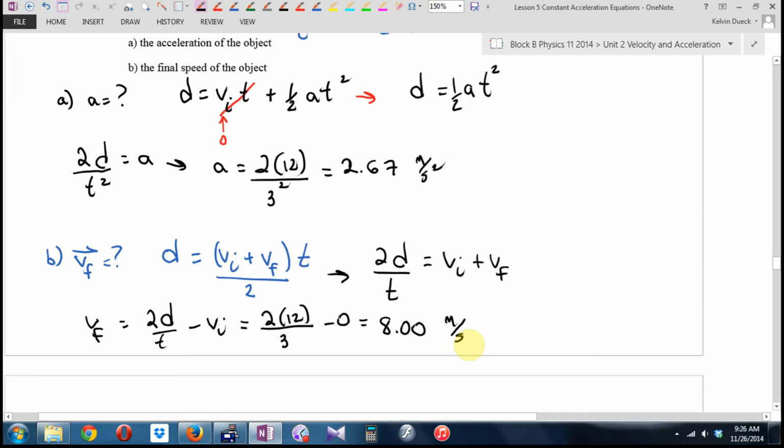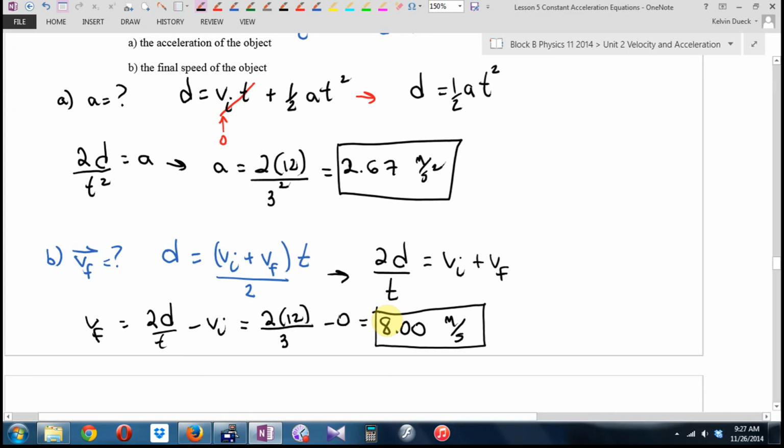Good. Now, other habits, not right or wrong, but good habits. Usually when I find an answer, I'll often put a box around it because you can see I've done a lot of work to get there. It helps me spot it easier later on, so I have a tendency to do that. That's the equivalent of my touchdown dance. Hey, got it.